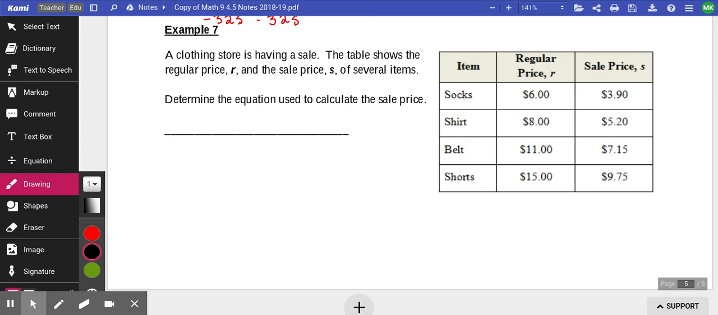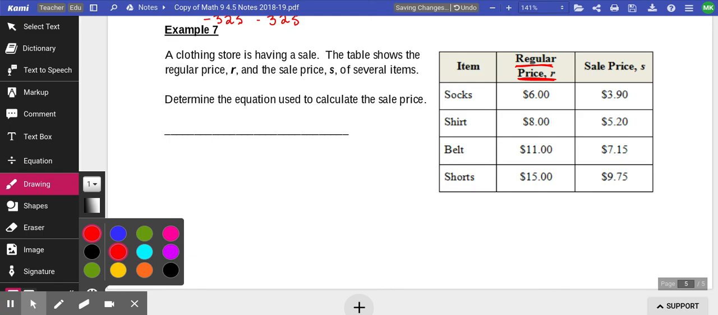To figure this out, you're going to have to figure out what's your input and what's your output. In this case, the regular price would be the input. And if you think about it, if you went to buy something on sale, say it's 30% off, then you would take the regular price and do 30% off it to get the sale price. So the thing you chose was the regular price, making the sale price the dependent event.